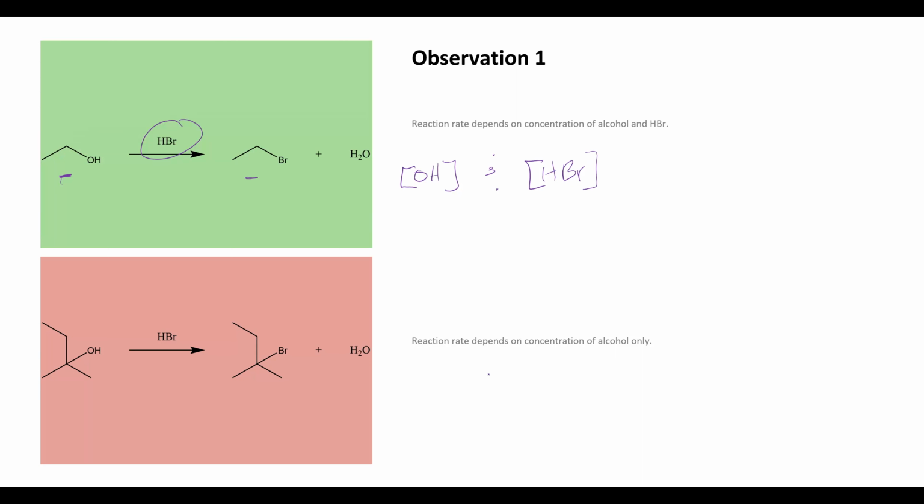However, on the bottom, the same thing is happening in the sense that we have an alcohol being treated with hydrogen bromide and it's going to form a haloalkane. However, on the bottom reaction, the rate only depends on the concentration of the alcohol. Think about why this might be the case. I'll give you a little hint. Look at the type of alcohol you're starting off with in both reactions.